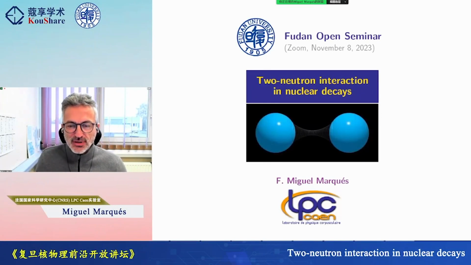And so, as Professor Wang said, we started our program at GANIL, and then we have progressively moved to RIKEN. And today I will talk about specifically two-neutron interaction in nuclear decays, and I will select examples from both our last GANIL experiments and then the experiments at RIKEN.